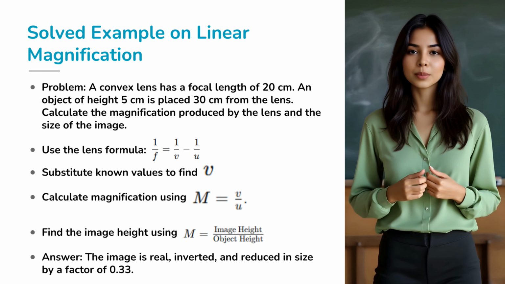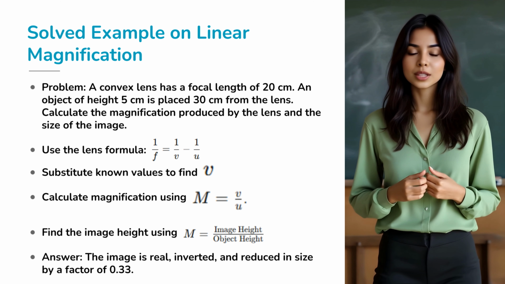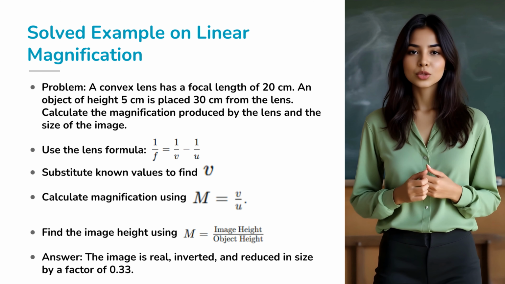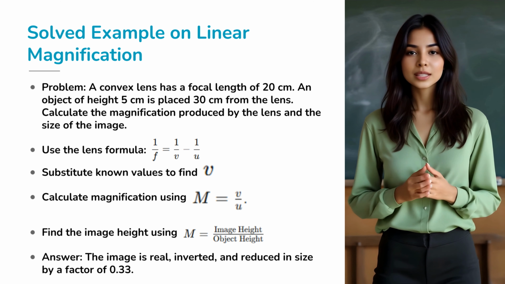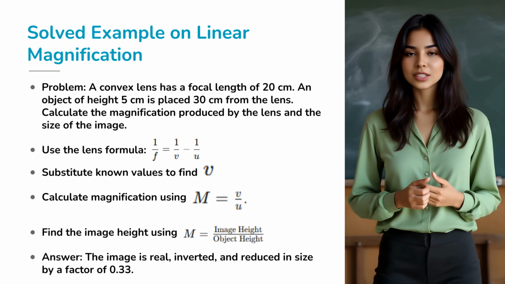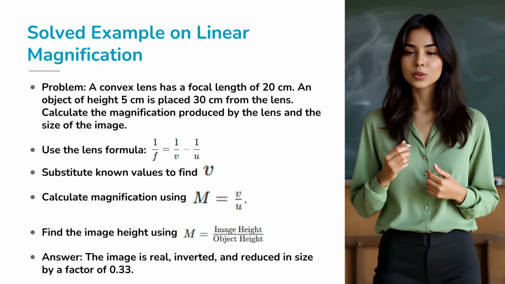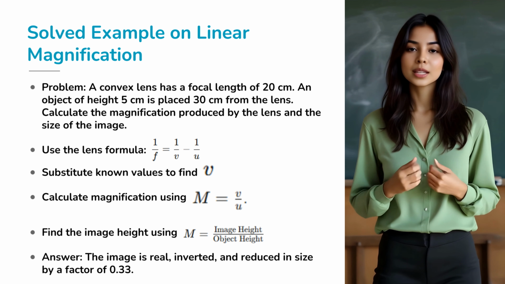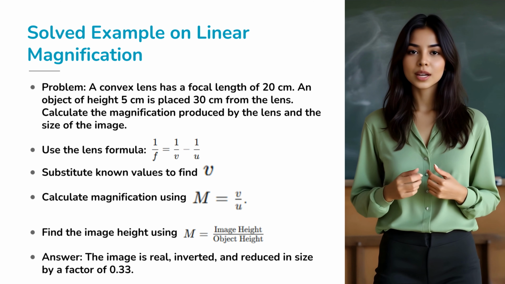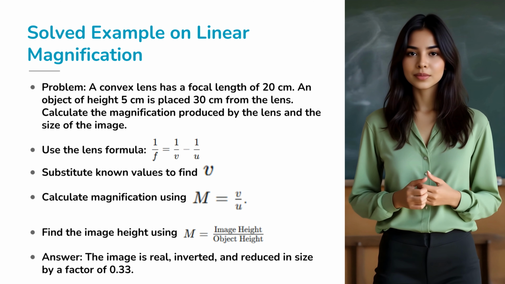Step 1. We begin with the lens formula. That is, 1/f = 1/v − 1/u. Here, f is 20 centimeters, u is −30 centimeters, and we need to solve for v, the image distance. Substitute the values: 1/20 = 1/v − (1/−30). This simplifies to 1/20 = 1/v + 1/30.